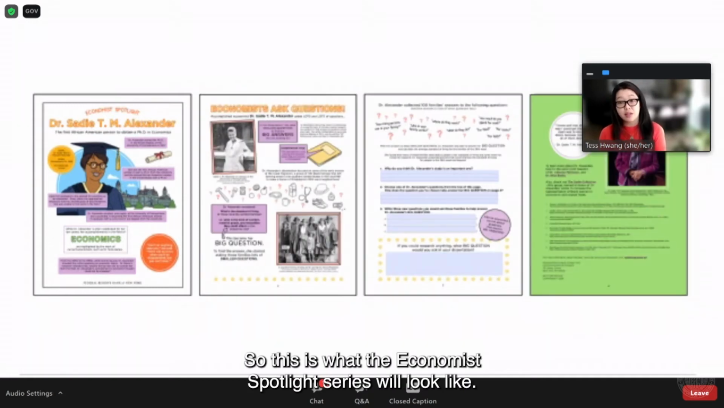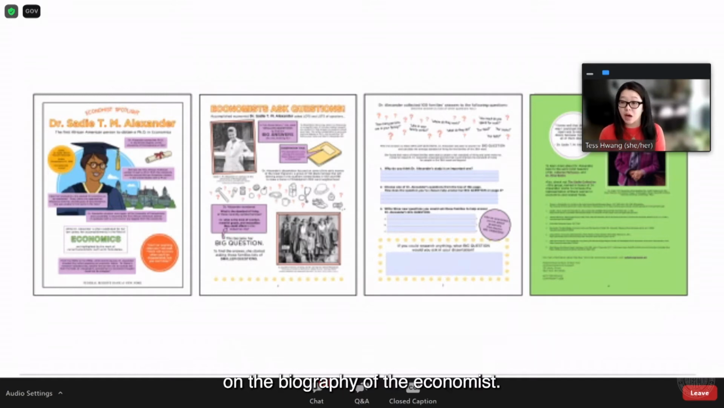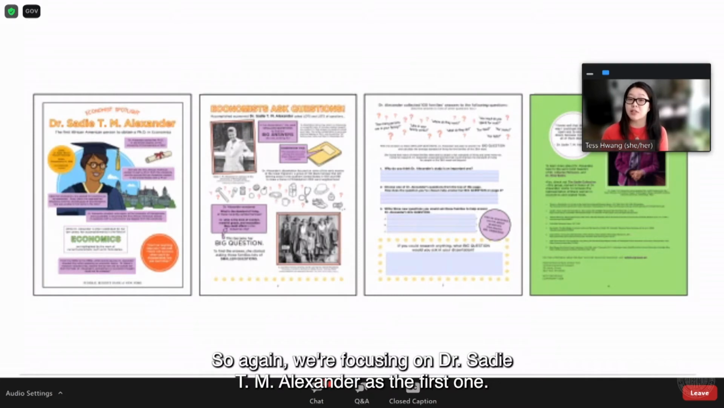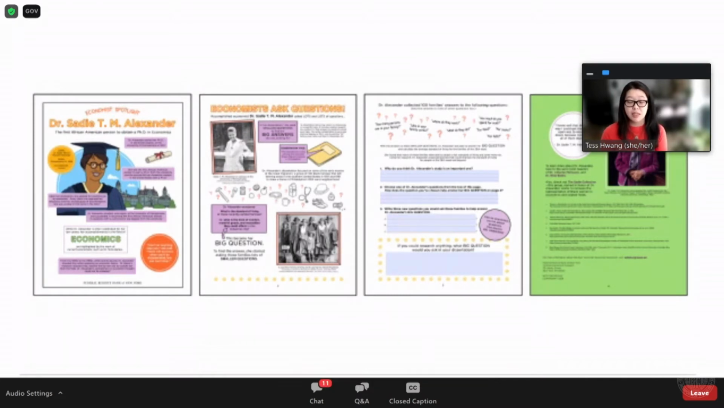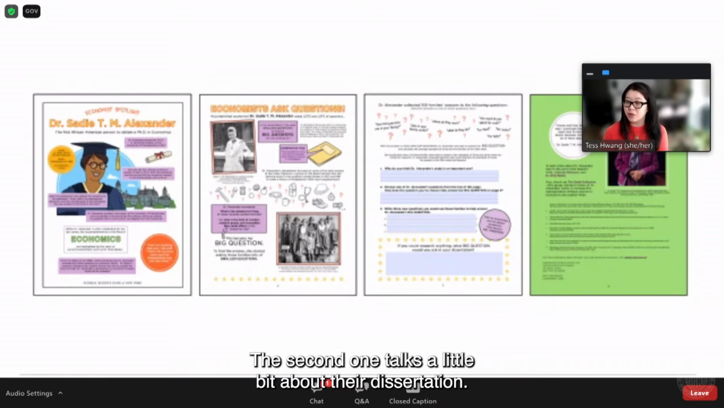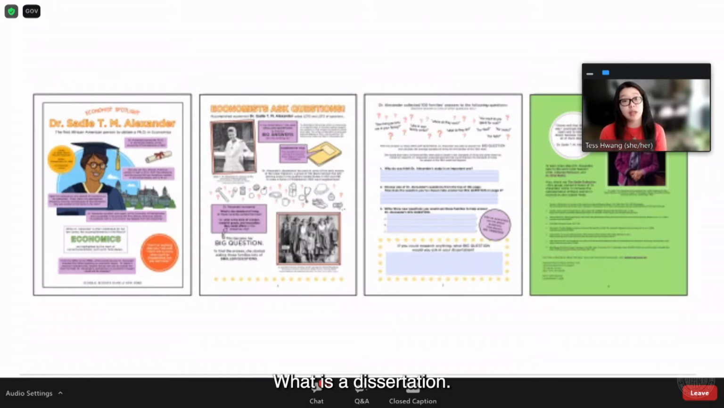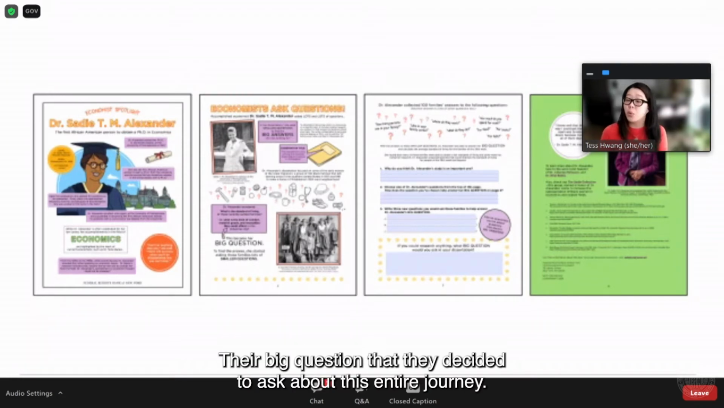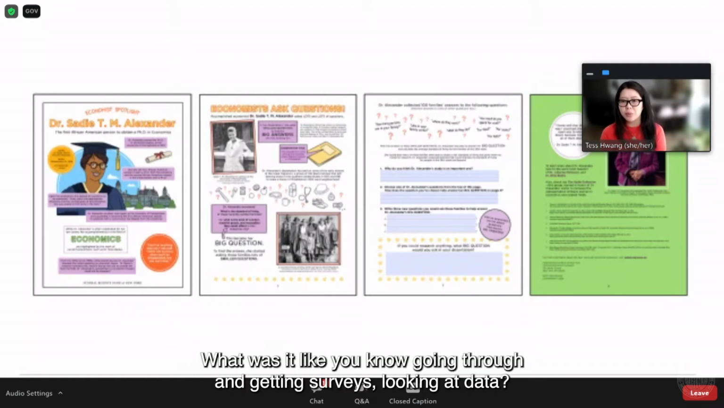So this is what the Economist Spotlight series would look like. It's a total of 4 pages, where the first one really focuses on the biography of the economist. Again, we're focusing on Dr. Sadie T.M. Alexander as the first one. The second one talks a little bit about their dissertation. What is a dissertation? Their big question that they decided to ask throughout this entire journey. What was it like going through and getting surveys, looking at data?